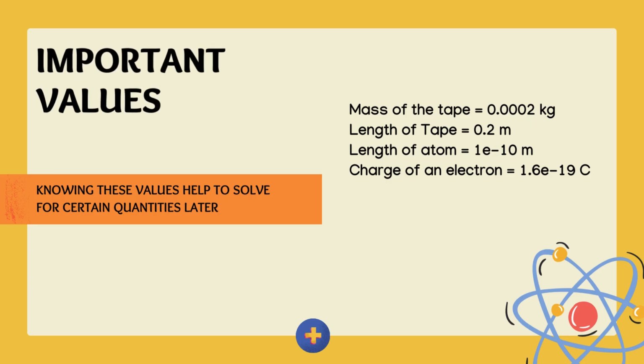So here are some important values to help us make some calculations later. The mass of the tape was 0.0002 kilograms. The length of the tape is 0.2 meters. The length of an atom is 1e-10 meters. And then the charge of an electron is 1.6e-19 coulombs.